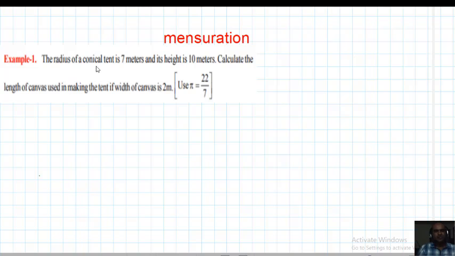Okay students, first example problem. The radius of the conical tent is 7 meters and height is 10 meters. Calculate the length of the canvas used in making the tent if the width of the canvas is 2 meters.